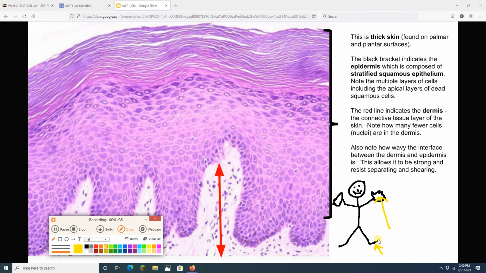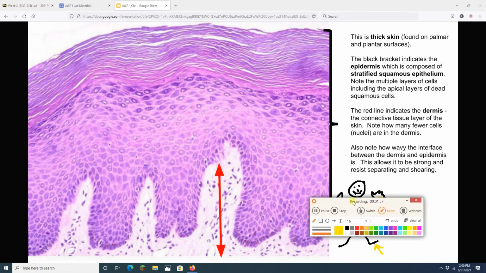Everywhere else in our body, we have what's called thin skin. Now, obviously, you can guess this immediately. Thick skin is thicker than thin skin. And so we have it on our palmar and plantar surfaces in order to give us more protection. Protection from abrasion, from physical injury, for whatever. Okay? So this picture here is of thick skin.